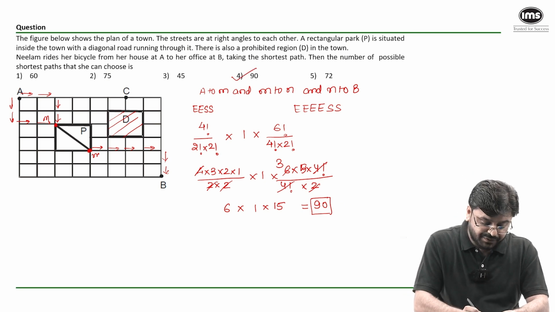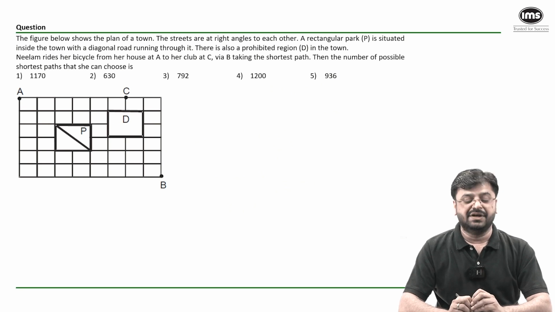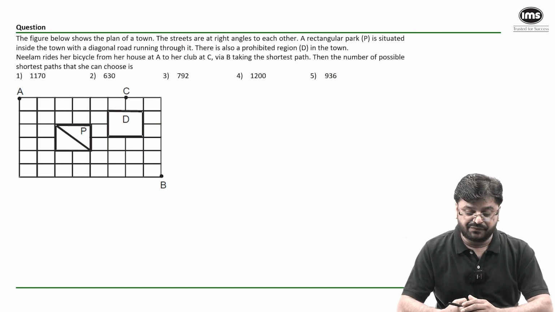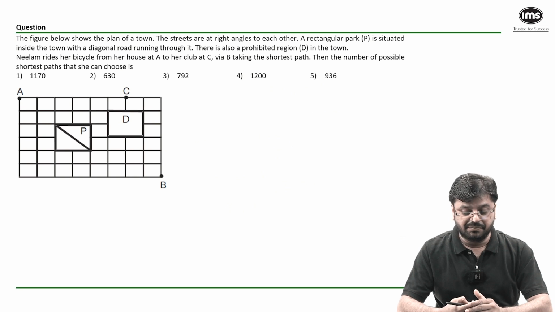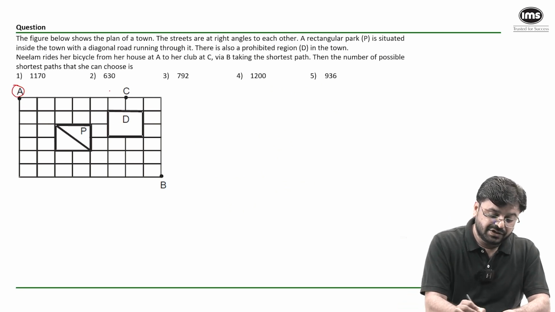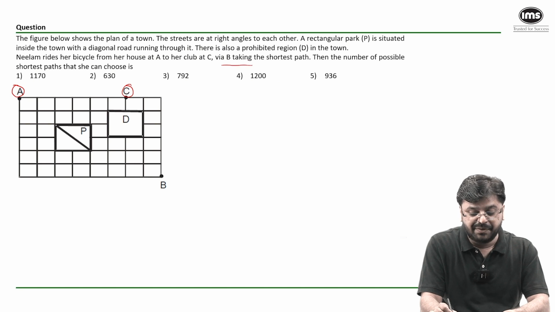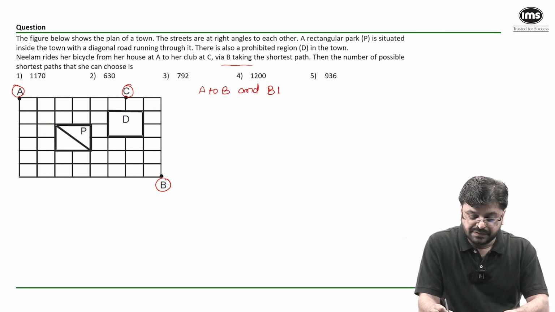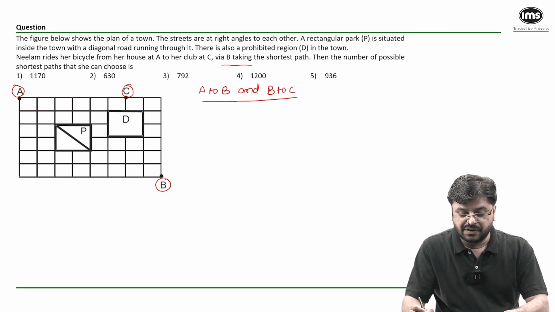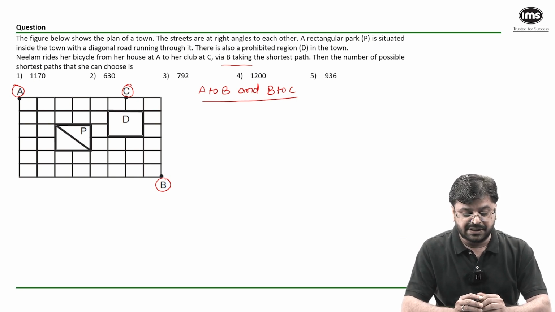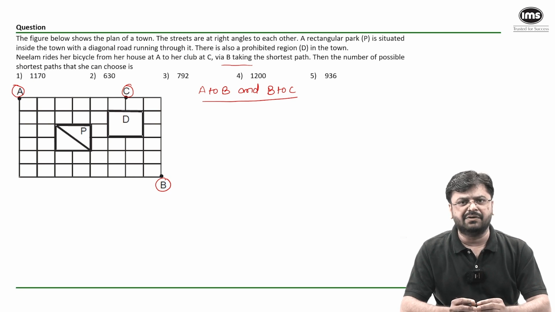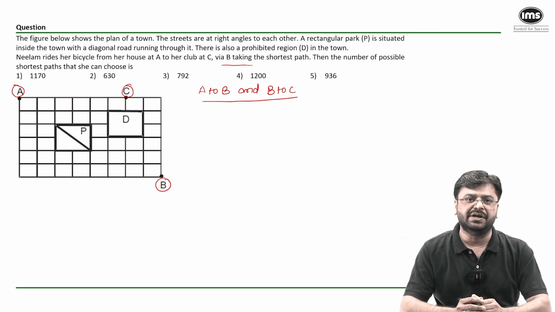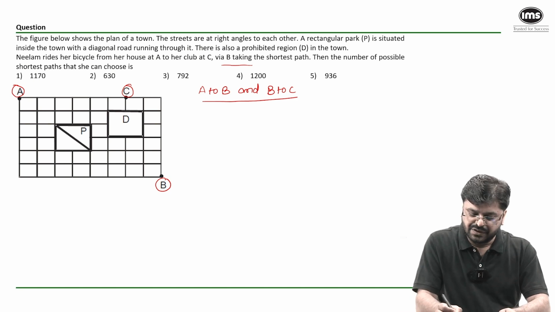Now we have one more question on the same data. It says Neelam rides her bicycle from her house at A to the club at C. So from A to C, but the condition is via B. So Neelam first will go from A to B and then from B to C. The number of possible shortest paths that she can choose is, we have already calculated the number of ways in which she can reach from A to B following the shortest path, and that is 90. So we will use that information in multiplication.